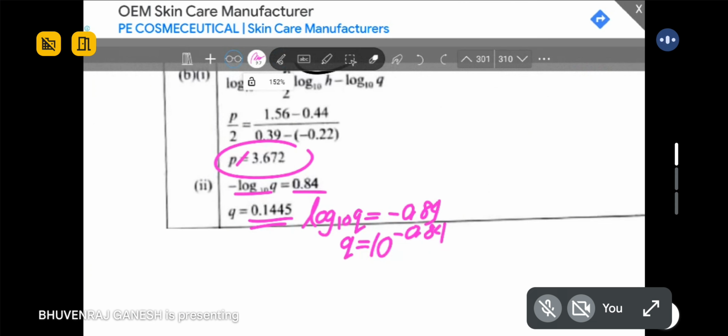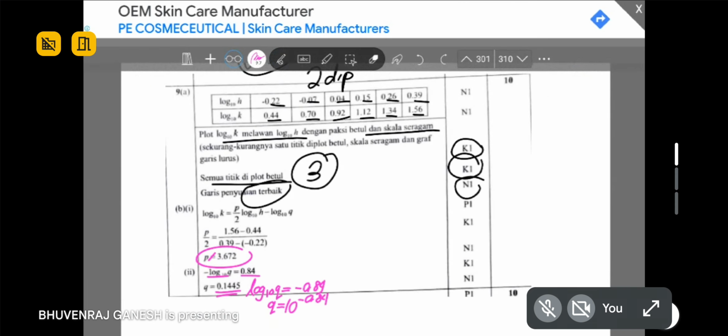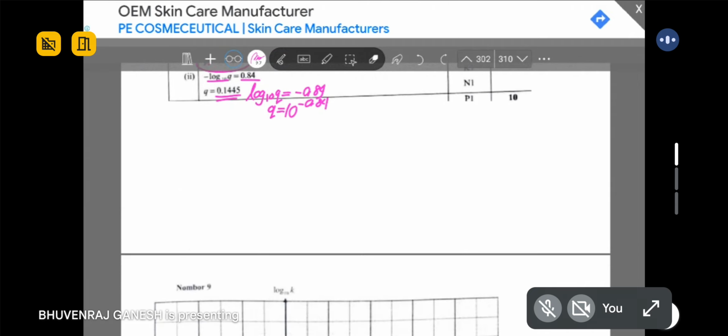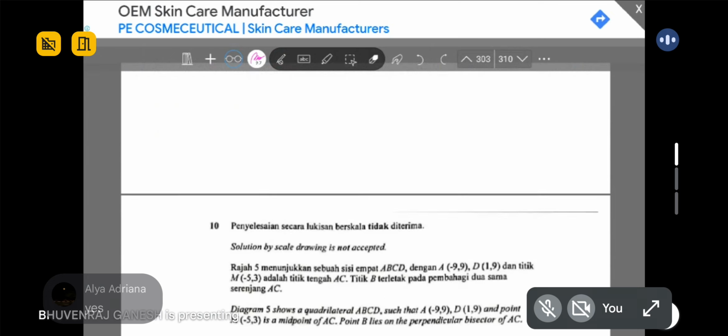Okay? Clear, guys? Linear law? Soalan ni jelas? Soalan 9? Understand how to solve it? Okay, continue. Question number 10.